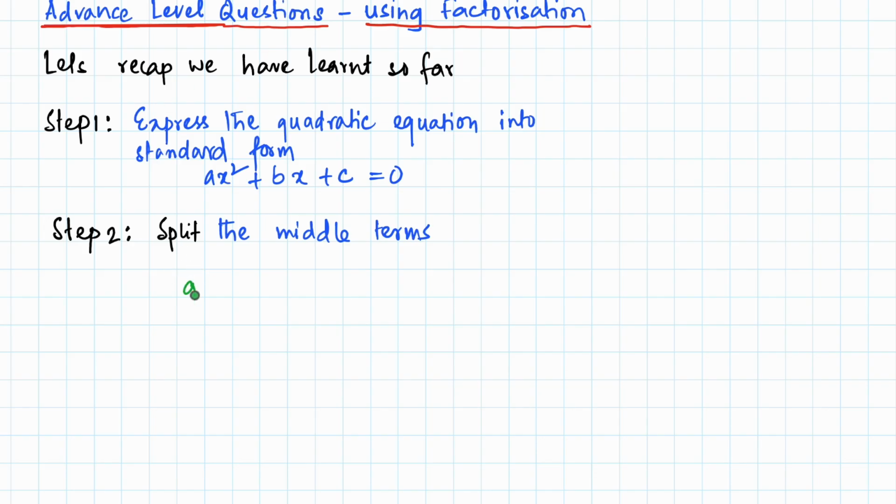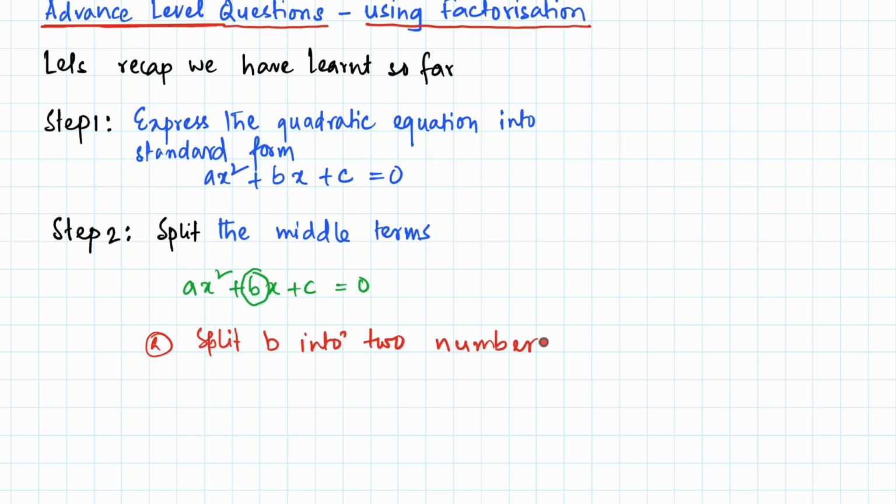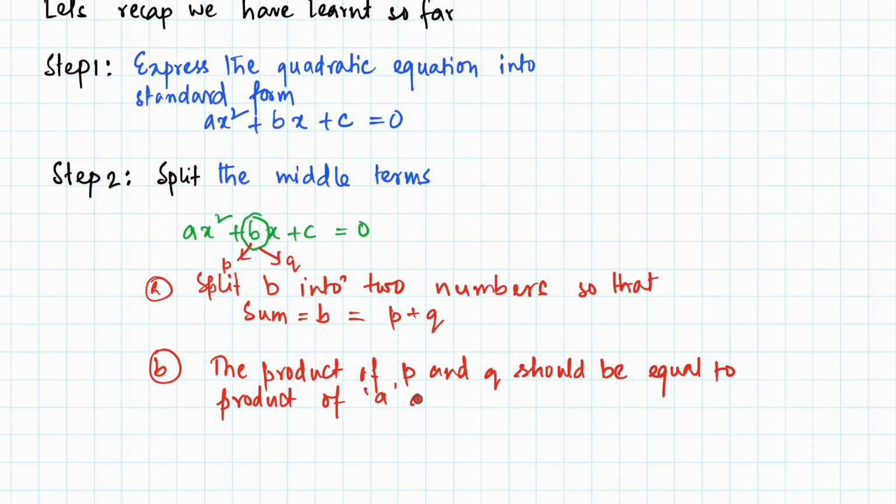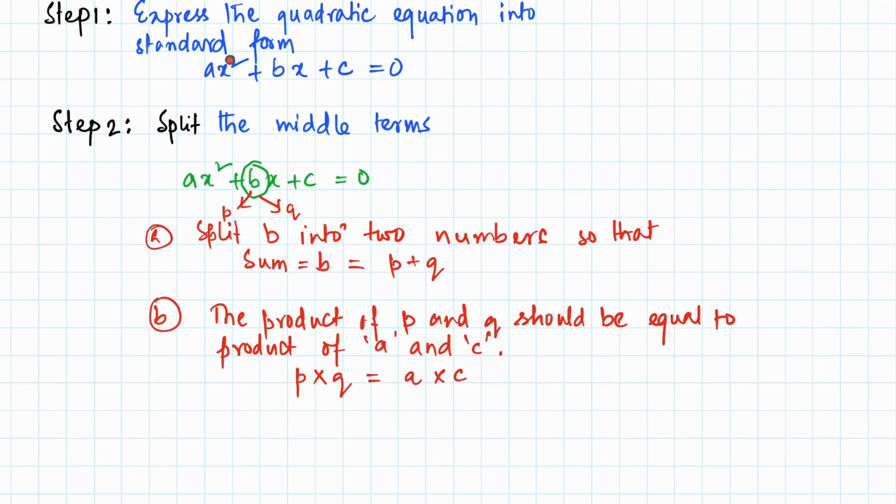Secondly, step 2, split the middle term. This is the most important step in this factorization method, where we need to split the middle term of the given equation. For example, here we have to split b into two numbers, say p and q, so that the sum of p and q will become b, and also the product of p and q should be equal to the product of the coefficient a and constant c. This is the most important step. If we can perfect this step, all other steps will fall in place and you can correctly solve that particular problem.